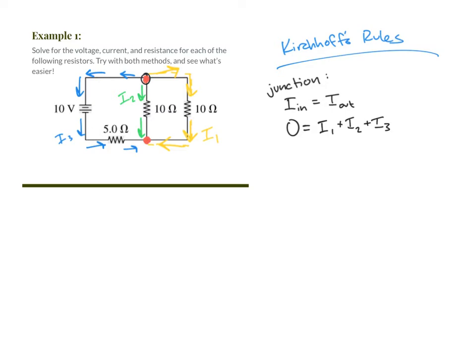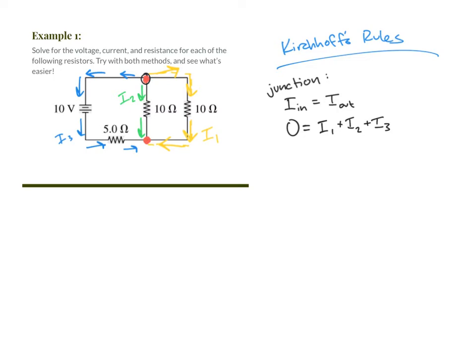Now you could evaluate the other junction, but if you look at it and think about it, you see the current going in is I1 plus I2 plus I3, and the current going out is 0. So that would just give you the same equation you already have, which is kind of mathematically redundant and pointless, and so I'm not going to write it down.